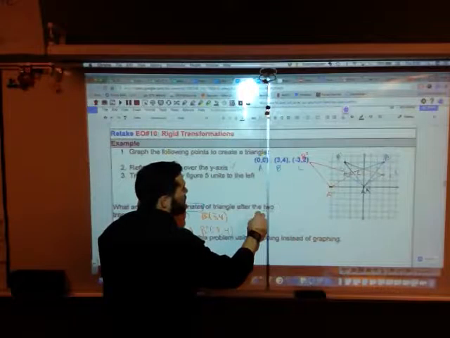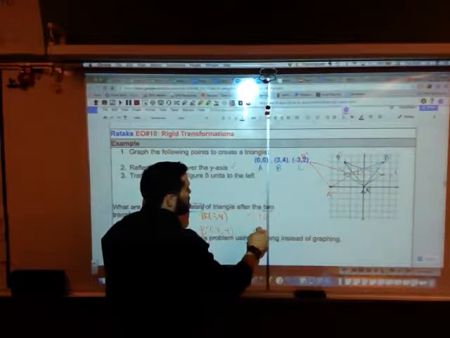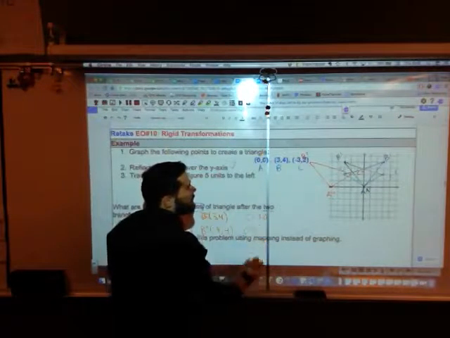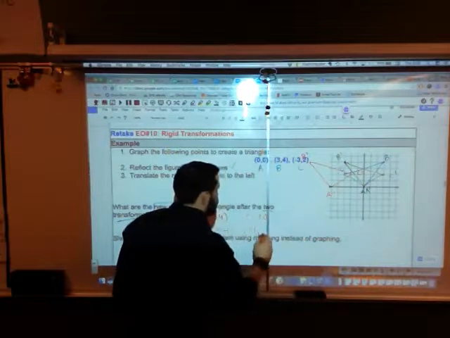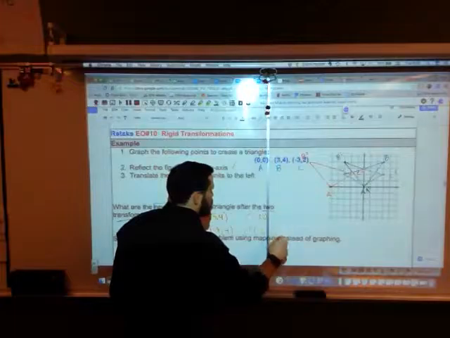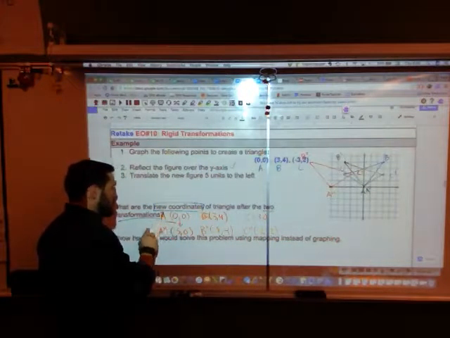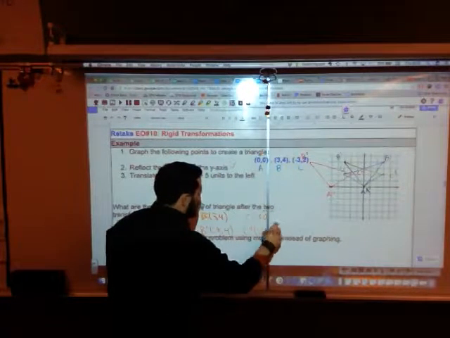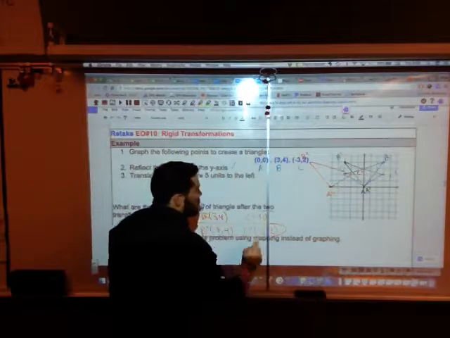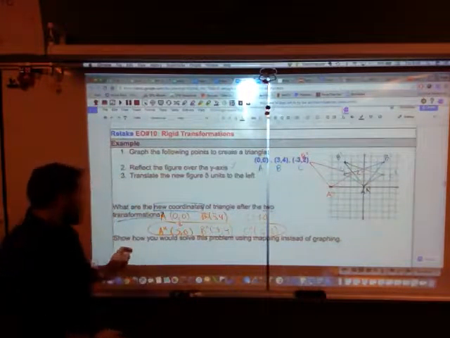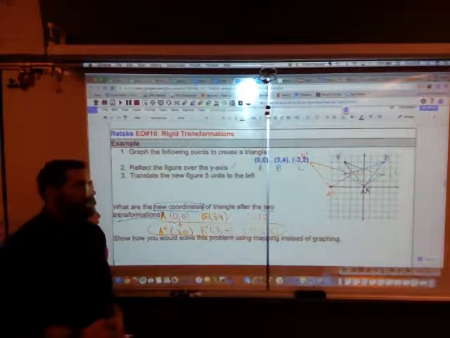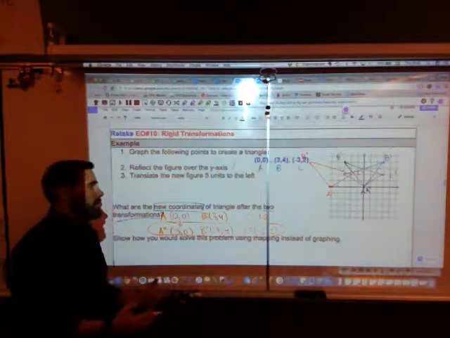C was at -3, 2. So now C double prime, that looks like C is at -2, up 2. And that's our answers there. I always like to circle my answers so it's not a treasure hunt for whoever's grading it. Show how you would solve this problem using mapping instead of graphing.